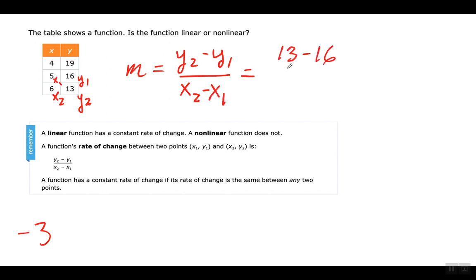All right, so when I substitute it, it's going to be 13 minus 16 on the top and 6 minus 5 on the bottom, which also gives me negative 3 over 1. Okay, eso también me dio negativo 3 sobre 1, que me da, cuando lo simplifico, también me da negativo 3. So they both gave me the same thing.